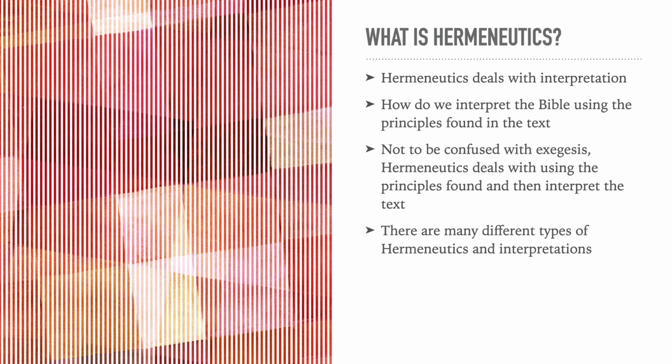So, what is hermeneutics? Hermeneutics deals with interpretation. How do we interpret the Bible using the principles we find in the text? It's not to be confused with exegesis, as that is interpreting a very specific biblical text. Hermeneutics deals more with principles that you find in the text and then using those to interpret the text and apply it to your life. And there are many different types of hermeneutics and interpretations and ways to interpret in styles.